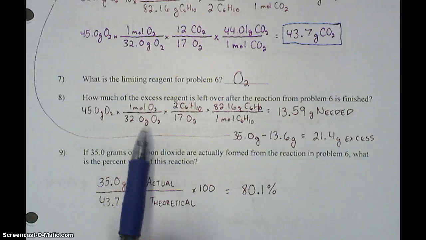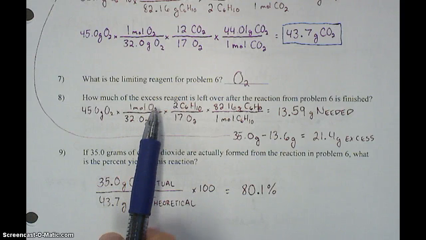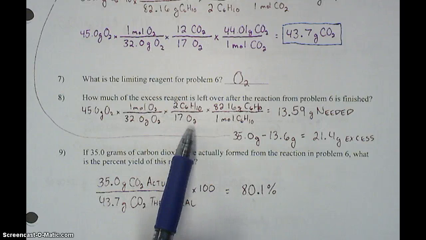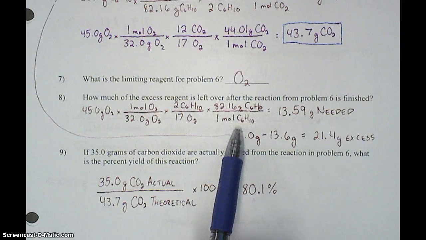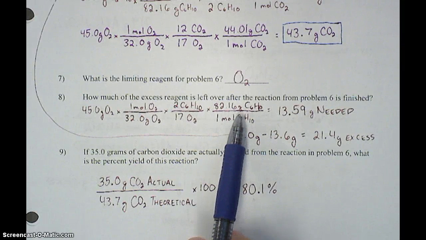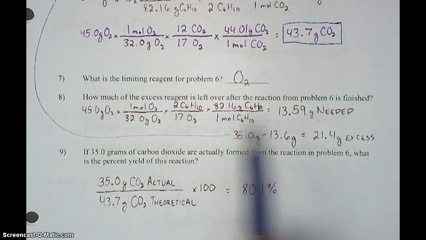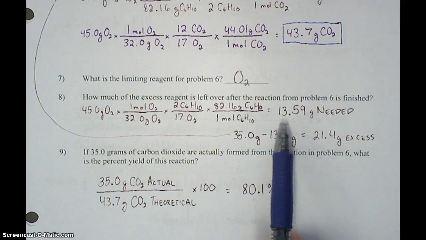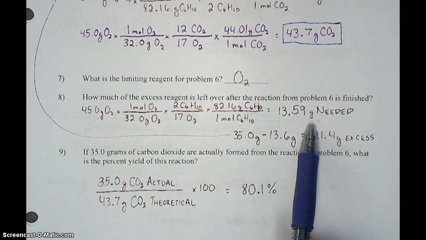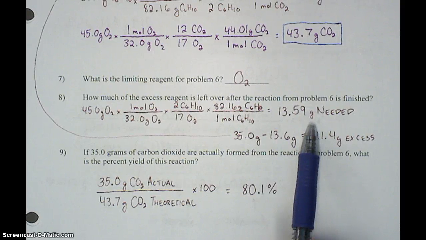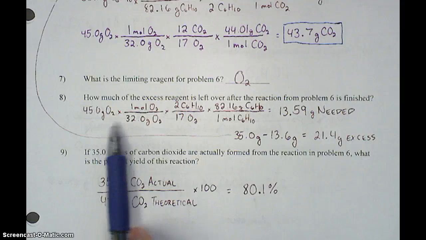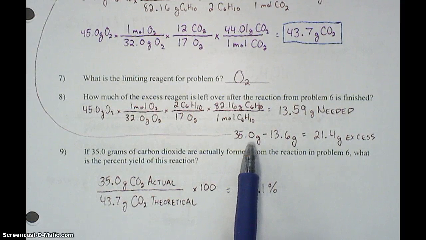If we look at the work here, I trade grams to moles using the periodic table, and then for every 17 moles of O2 that are consumed, I will react 2 moles of C6H10 according to our balanced equation. And then for every 1 mole of C6H10, I'll have 82.16 grams according to our periodic table molar masses. In doing the math, that tells me that I'll need 13.59 grams of C6H10 in order to use up all of my oxygen. We're told in the problem that we have 35 grams of it.